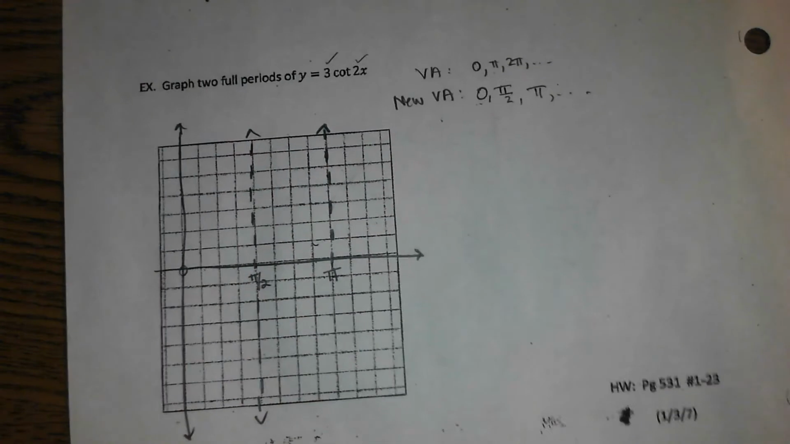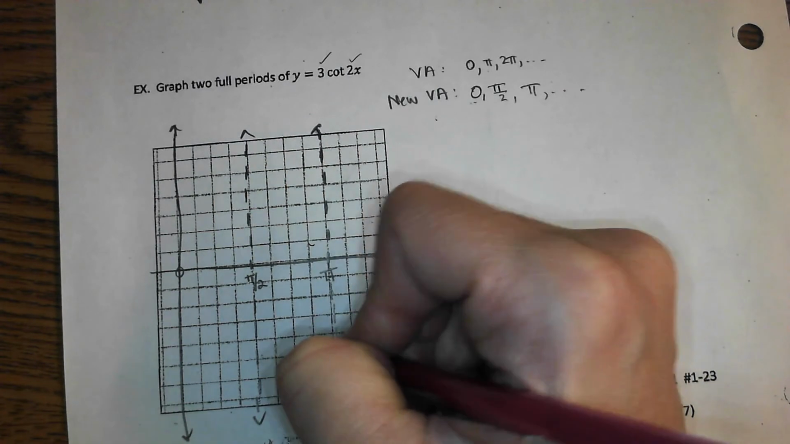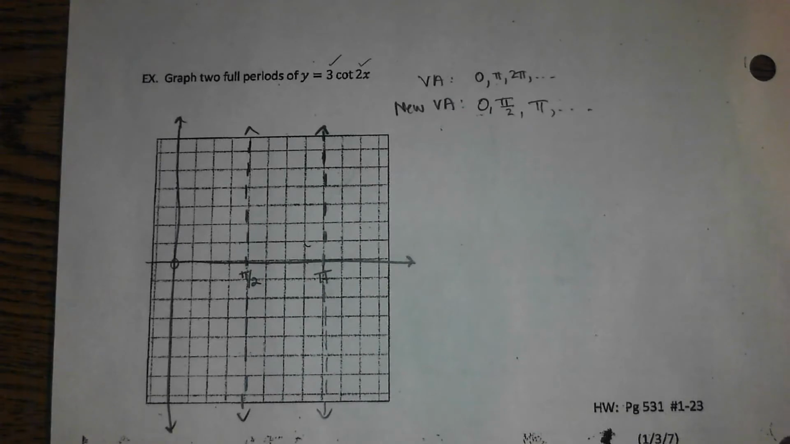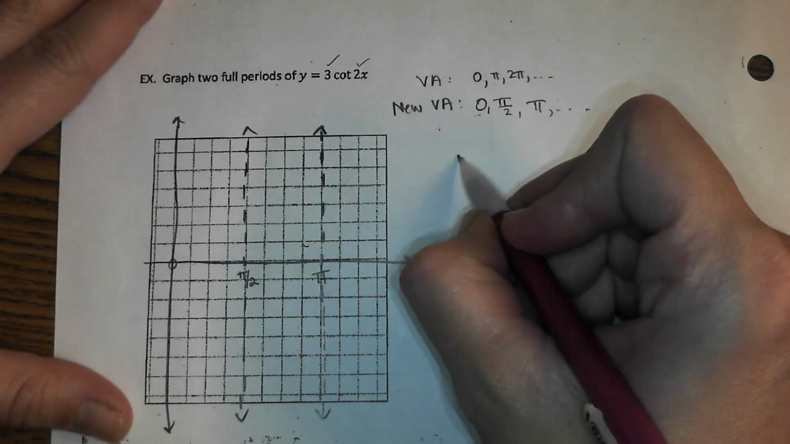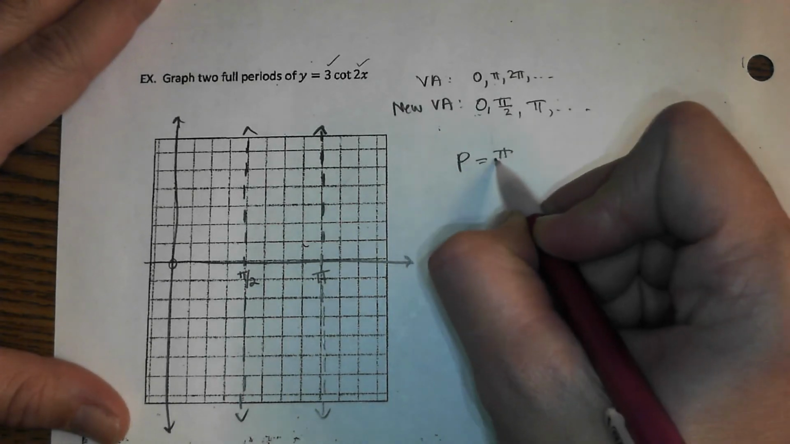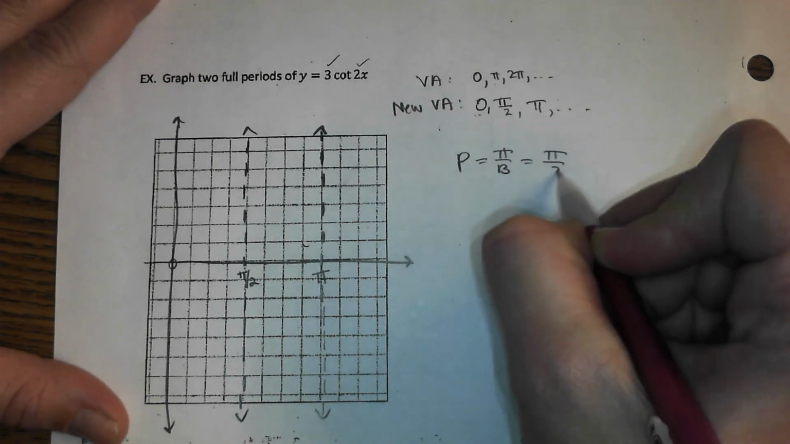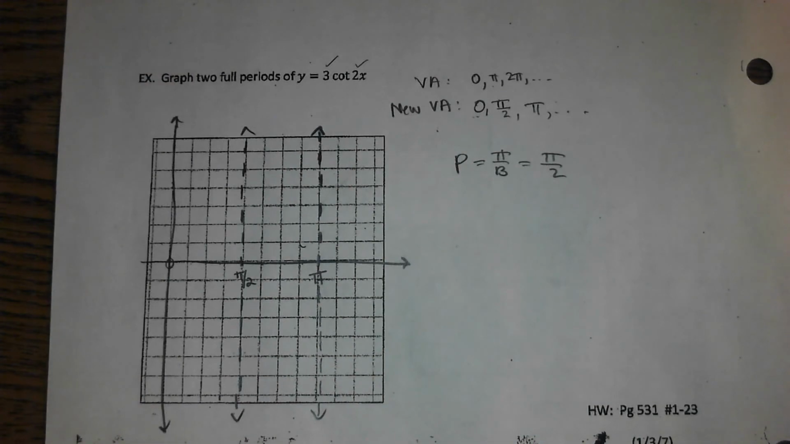So I did do this one a little bit differently, and it's really whatever you're comfortable with. In the previous one, I did period equals pi over b, which would be pi over 2 in this case. So knowing that your asymptote is at 0, every pi over 2 units would put your asymptotes at pi over 2 and pi accordingly.